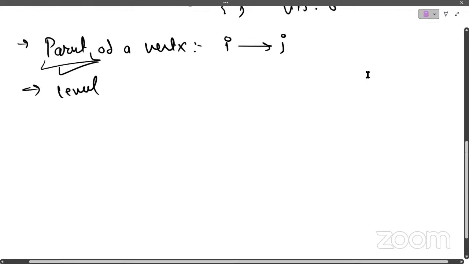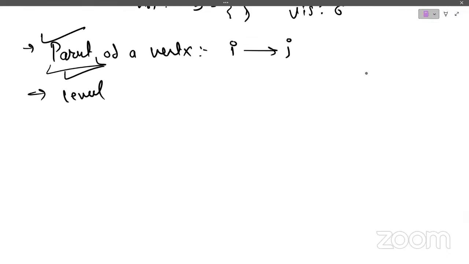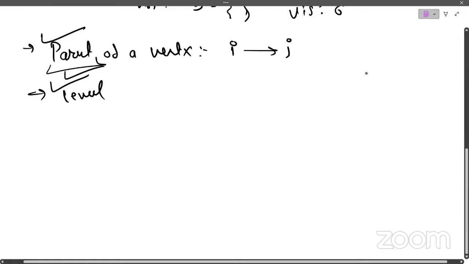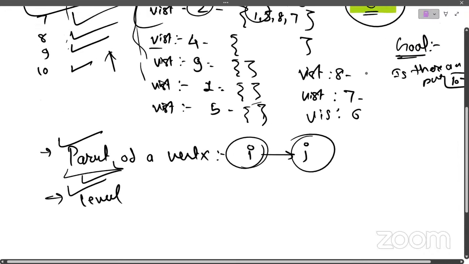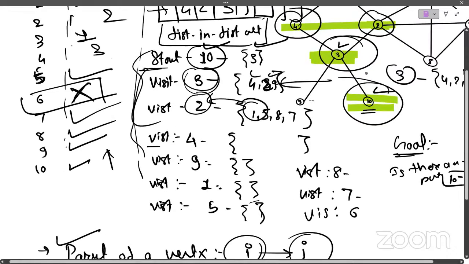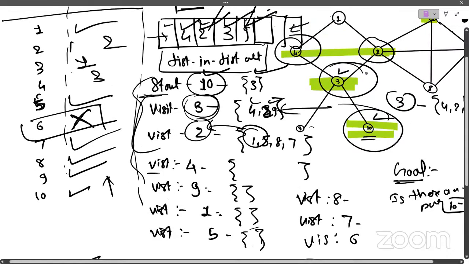So in BFS, we take account of two things. First is called the parent and second is called the level. We say that I is a parent of J if J is coming from I. For example, here 1 is coming from 2, so we say that 2 is a parent of 1. Let's take another example for doing this parent and level thing.